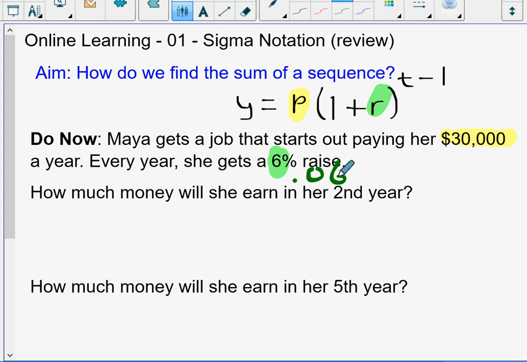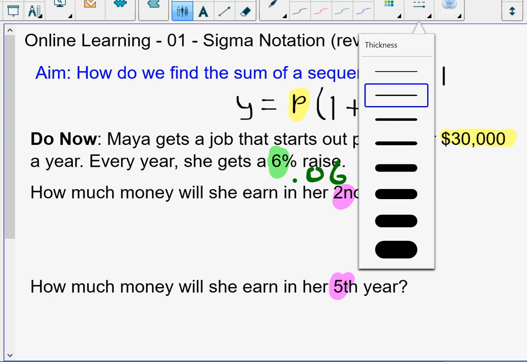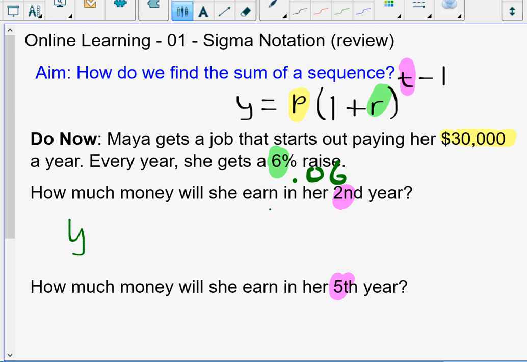And then we also need to plug in the time, which for the first question here, how much money will she earn in her second year? We're talking about 2 years. How much money will she earn in her fifth year is going to be 5. So let's just plug it in. That final amount, which we've sometimes called A, because when you're talking about banking specifically, A would be your final amount and P would be your principal, your initial amount.